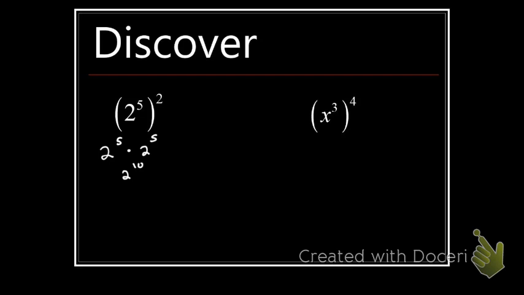All right. So what about x cubed to the 4th? That means x cubed 4 times. And then same base. What's 3 plus 3 plus 3 plus 3? X to the 12. You guys see the pattern yet? Yeah? Who said yeah? Dakota, what's the pattern?